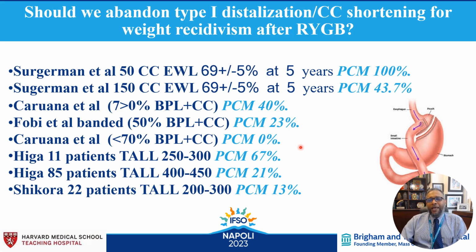And if you look at the history of distalization, you will notice that when the common channel was 50, it led to 100% protein calorie malnutrition in 5 patients; at 150, 43.7%. And Higa's group did the largest study with 400 to 450 total alimentary limb length, with a protein calorie malnutrition of about 21%.